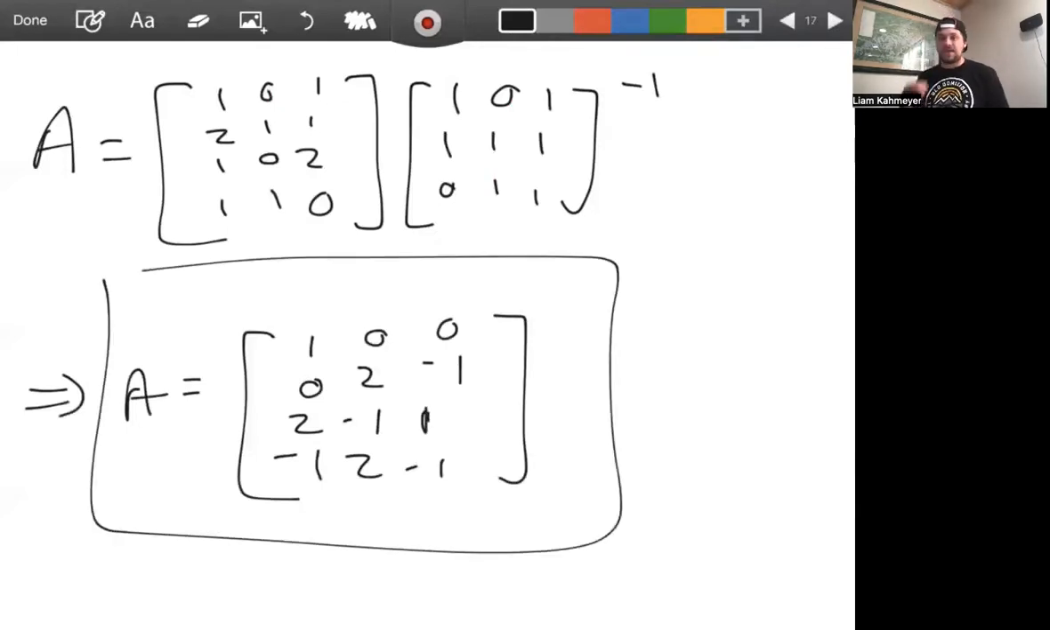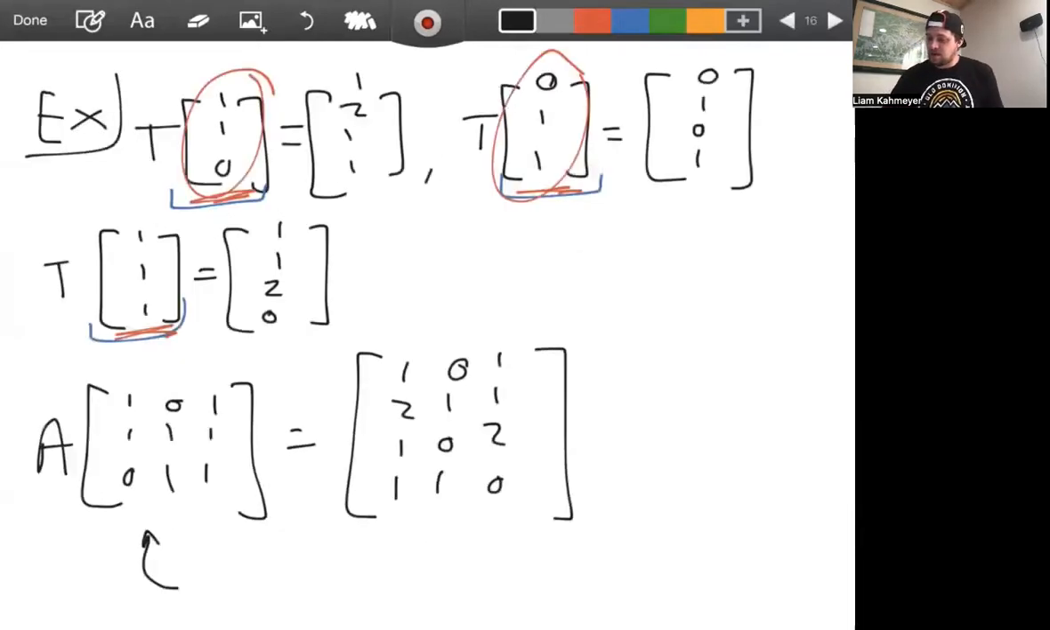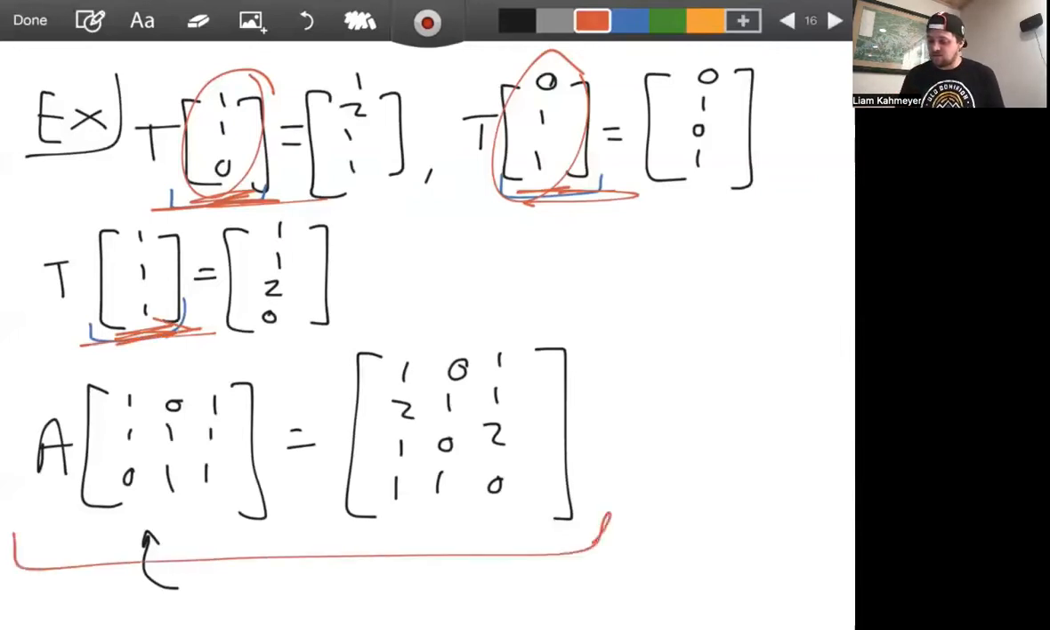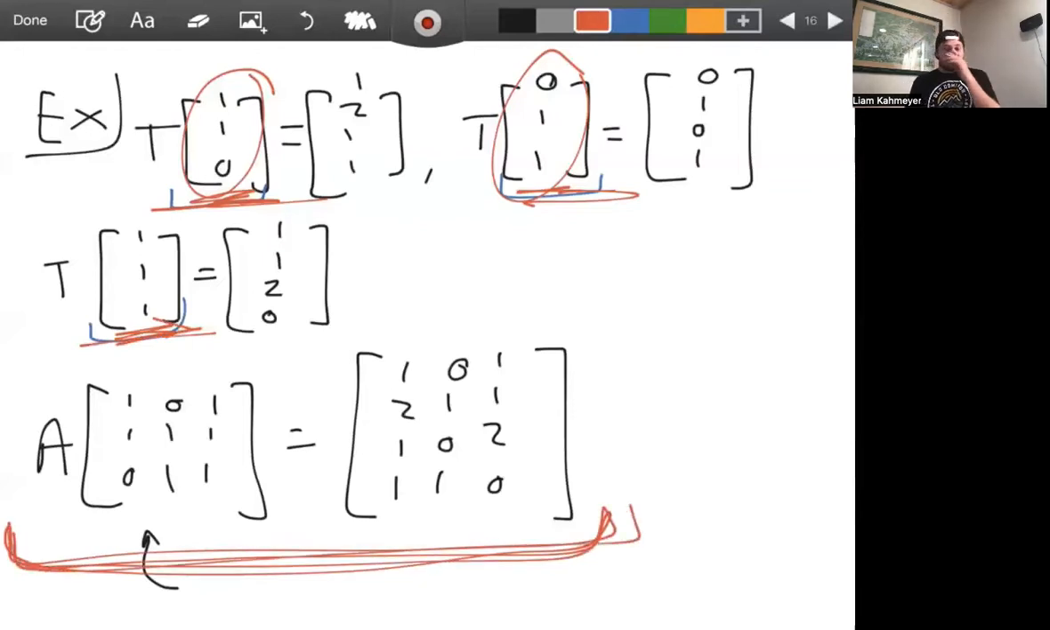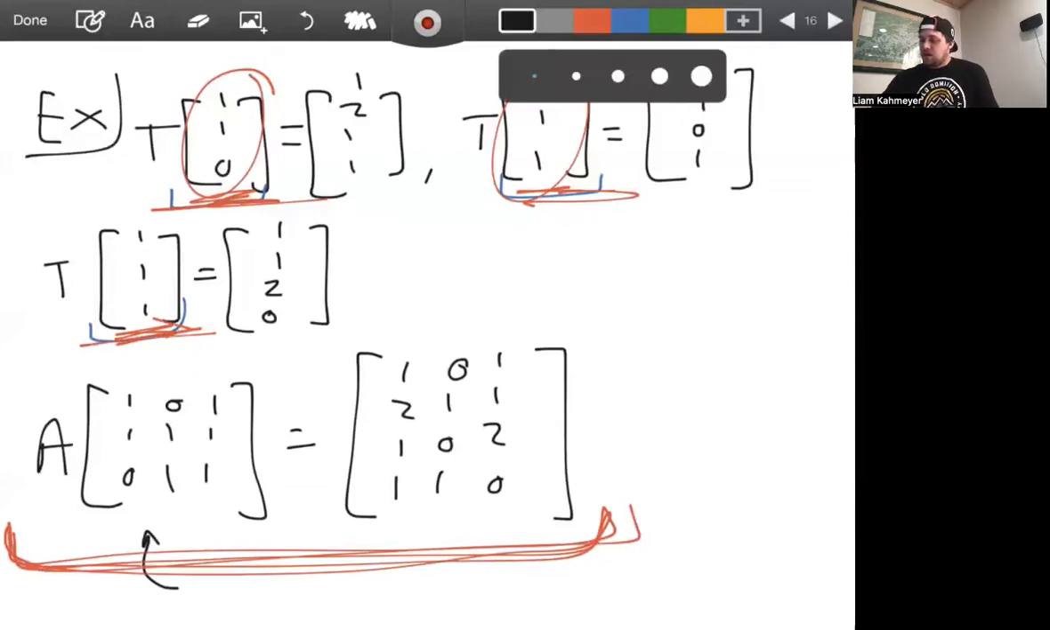And so you can find the matrix for these maps in a more general setting, where these aren't necessarily basis elements, they're just elements, but you know how they're mapped. To find the matrix, you still just set up this product and then solve for A. Okay. All right.